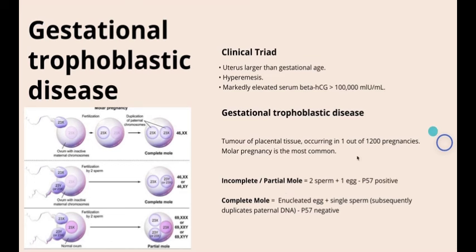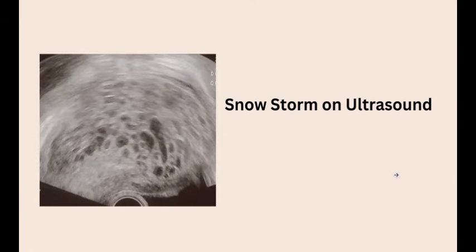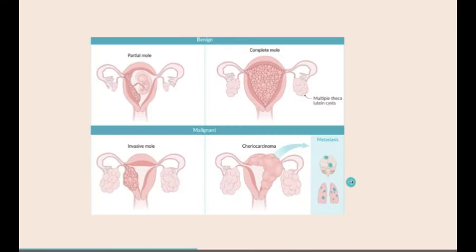Now there are some other kinds of gestational trophoblastic disease which are worth looking at, but we'll talk about that in just a moment. One of the signs that you may see on ultrasound is the snowstorm sign, and this is going to be seen in a molar pregnancy.